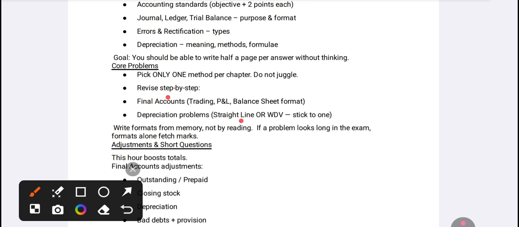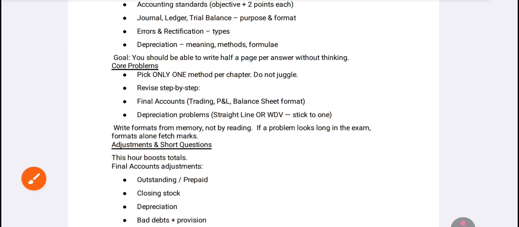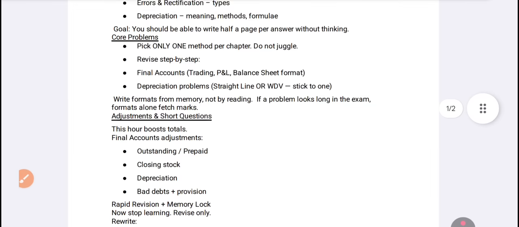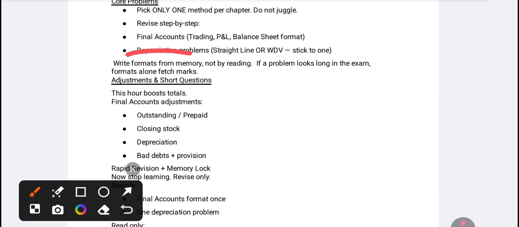In final accounts you need to understand the trading account, profit and loss account and balance sheet. Revise step by step what you have in each of them. Do not mix up every method at the last moment. Just be conscious of what you have perfected. And write formats from memory, not by reading. Take a rough paper and write all your formats, like date, particulars, JF, amount, date, particulars, LF, amount.